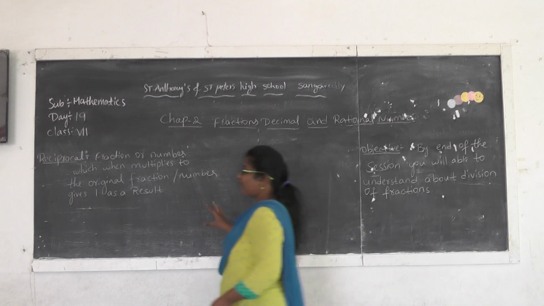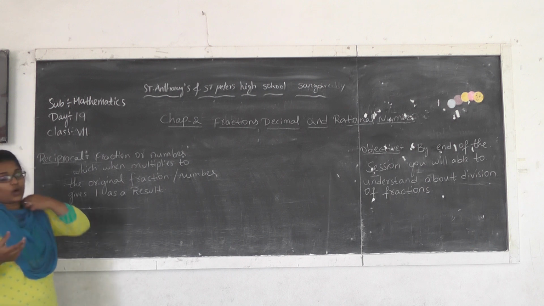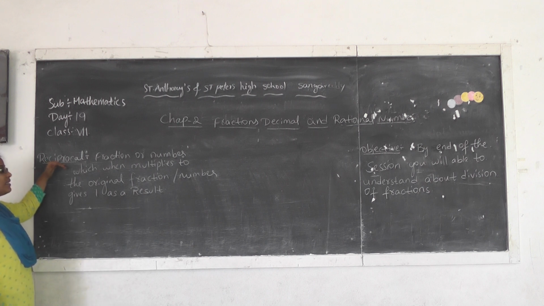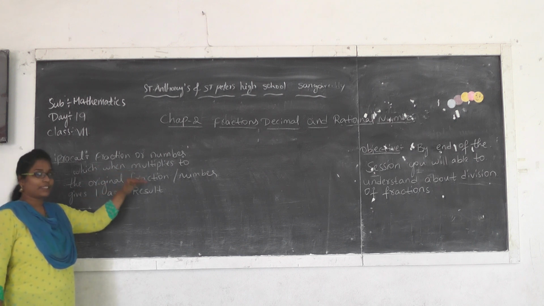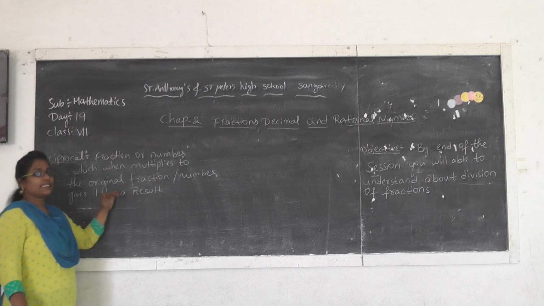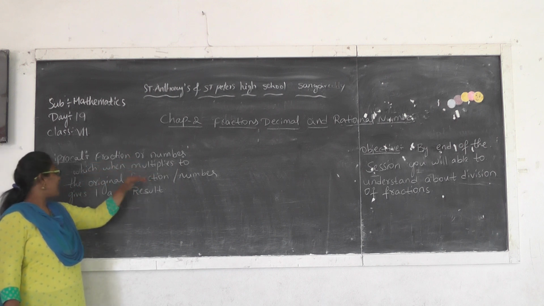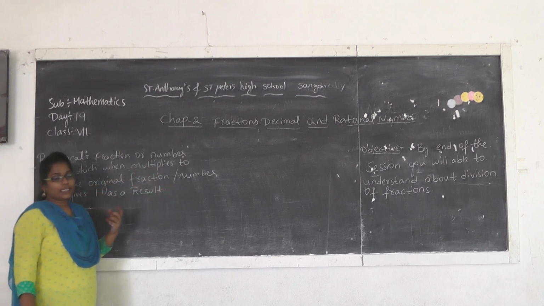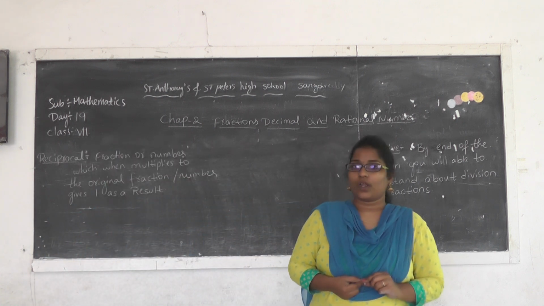Now see, before going to learn how to solve the division of fractions, first you should know about the reciprocal of a fraction, or what is meant by reciprocal. What is meant by reciprocal? A reciprocal is a fraction or a number which, when multiplied with the original fraction or number, gives 1 as a result. So whichever value gives 1 as a result, that particular value is considered the reciprocal of the fraction.